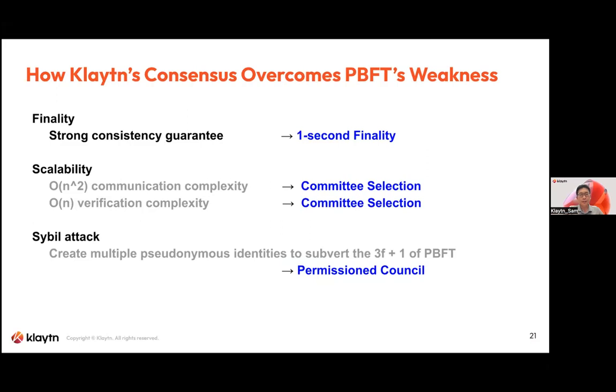The first one is not about overcoming a weakness, but regarding finality, we can guarantee strong consistency. So we chose 1 second as the block finalization time. And regarding scalability, because again the complexity depends on the number of nodes, we have to limit the number of nodes that participate in the real consensus. So we made a mechanism that is called the committee selection. I will explain this more in the next slide.